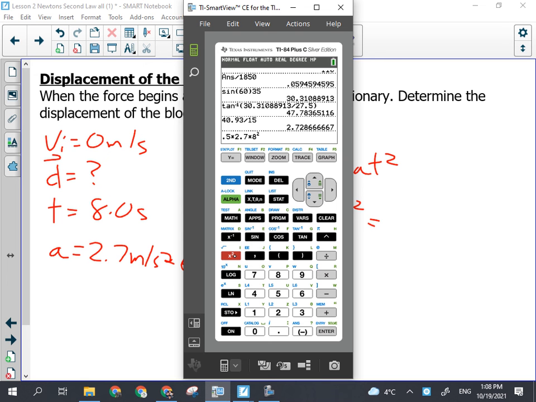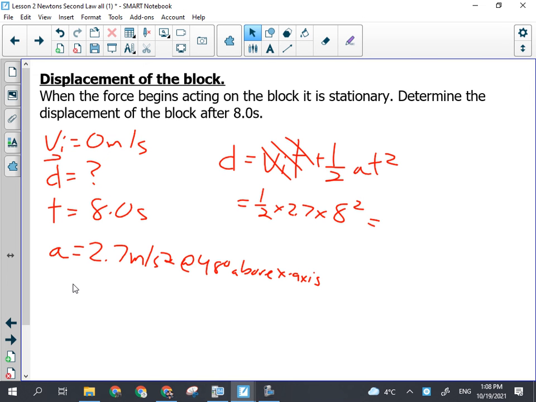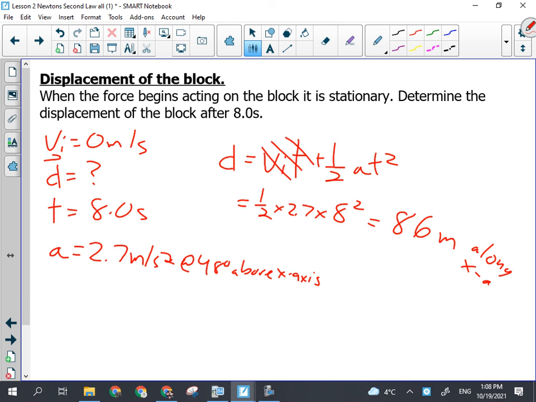Okay. So we get 86.4 meters is the displacement of the block. But there's only 2 significant digits, so 86 meters along the positive x-axis. How many people do you suppose, if I put that on an exam, would forget to write along the positive x-axis after their answer? Half, yeah. That's a pretty fair estimate actually.